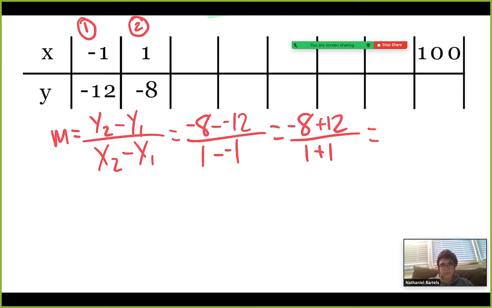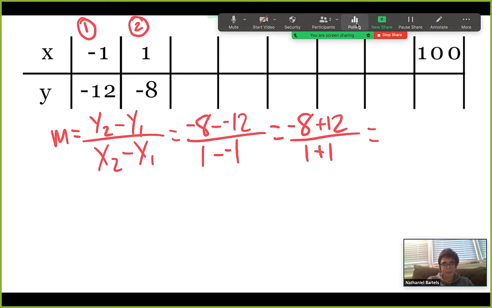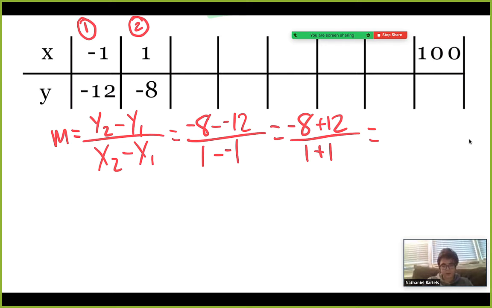Yep. Okay. And so negative 8 plus 12 will give us. Let me plug it into my calculator. Well, you certainly can. 4. It is 4, and we've got company. It is 4.